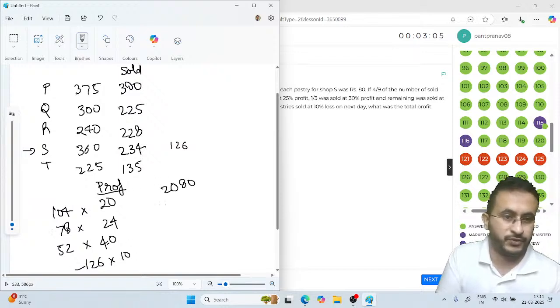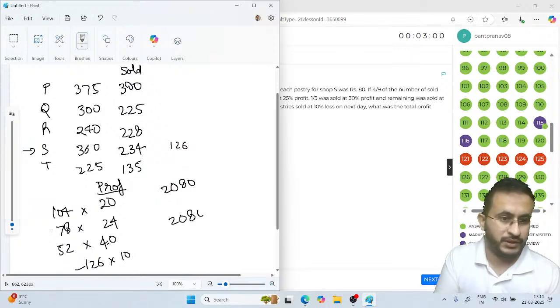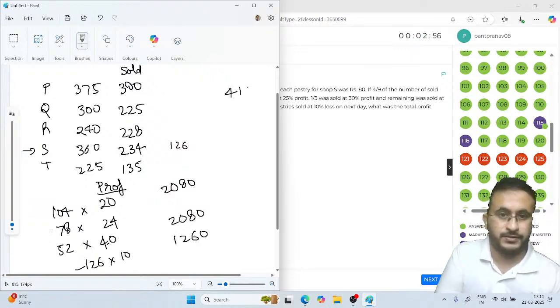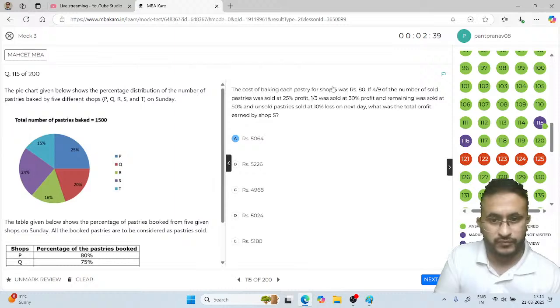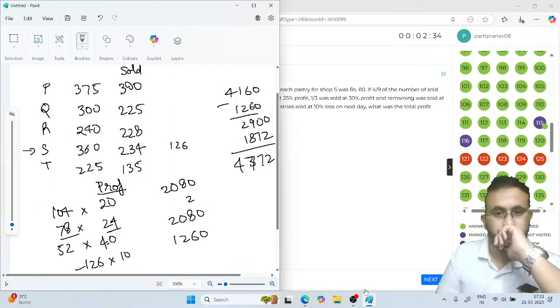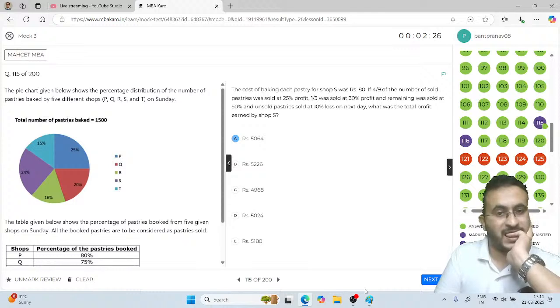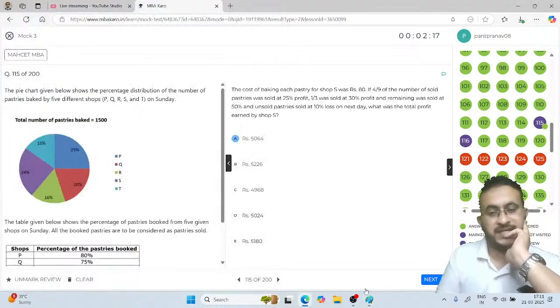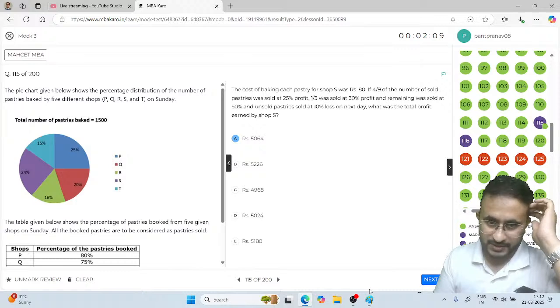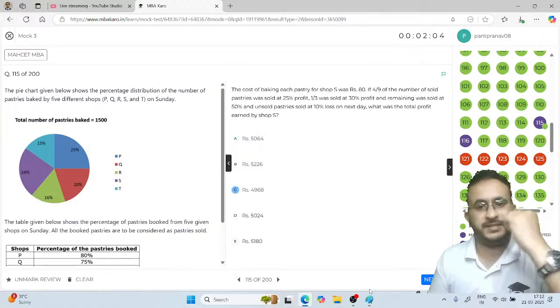So 2080, 78 and 24. So this is 2080, this is 1260, 5900, and this is 78 into 24. 24 into 8 is 192. 19 carries 168, 187. So 4772, 772 option. 30% profit. Okay, so not an option. Just mark some randomly. Let's see one more question.